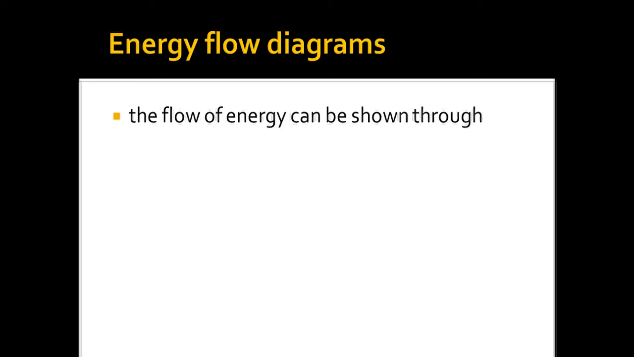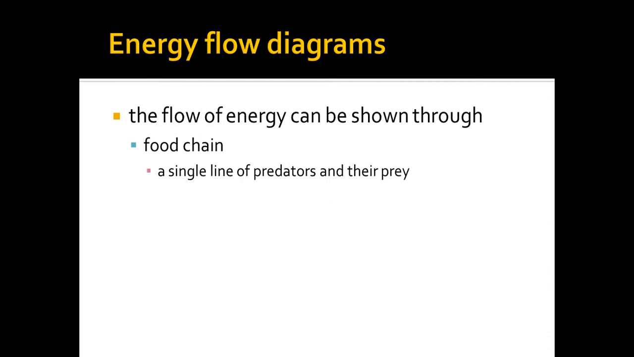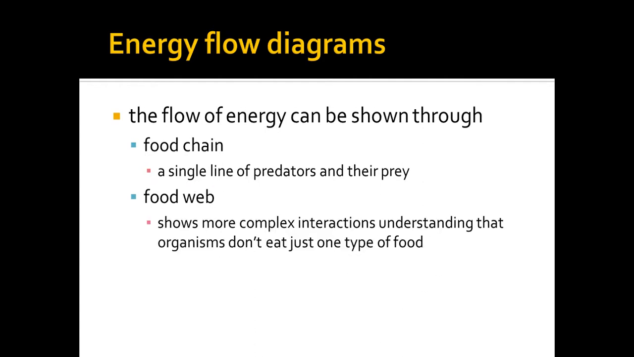The flow of energy can be shown through a variety of diagrams. The first one is a food chain. This is a single line of predators and their prey. The next is a food web. This is a little more complicated. It shows the complex interactions, understanding that organisms don't always eat just one type of food. They might eat many different kinds of plants, or they might eat many different kinds of animals for their survival.